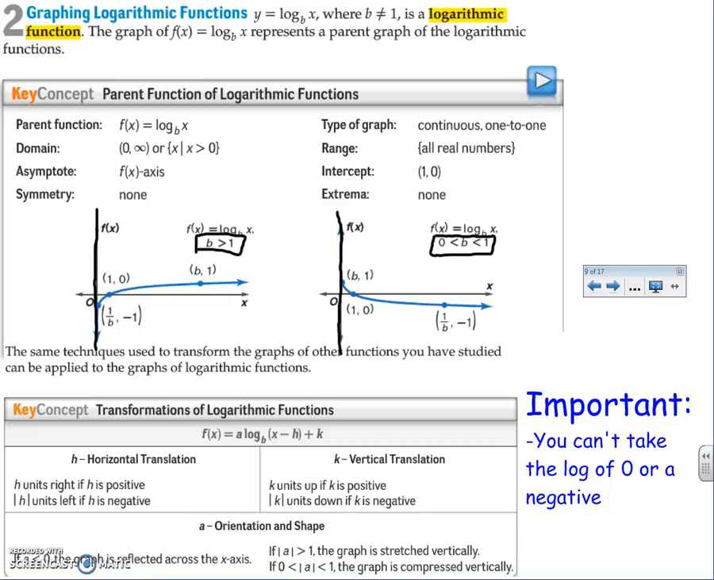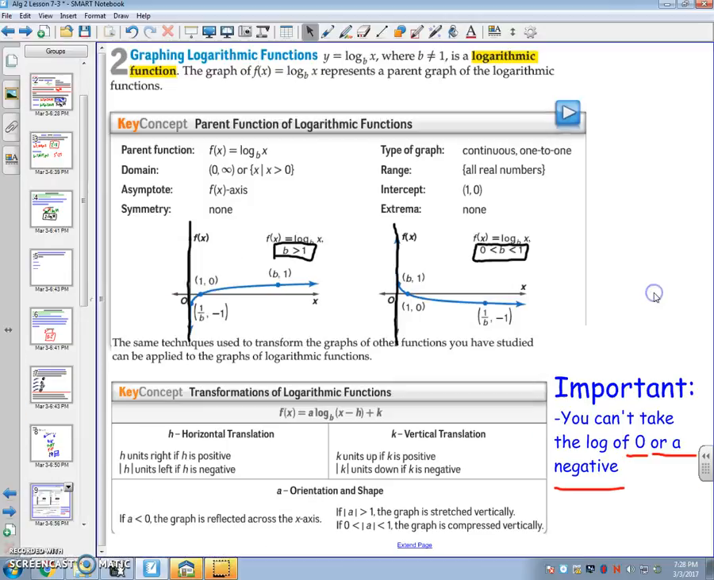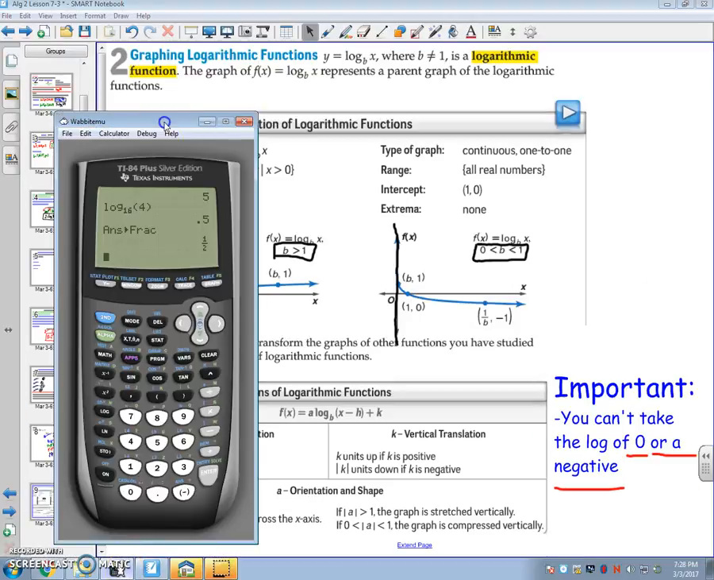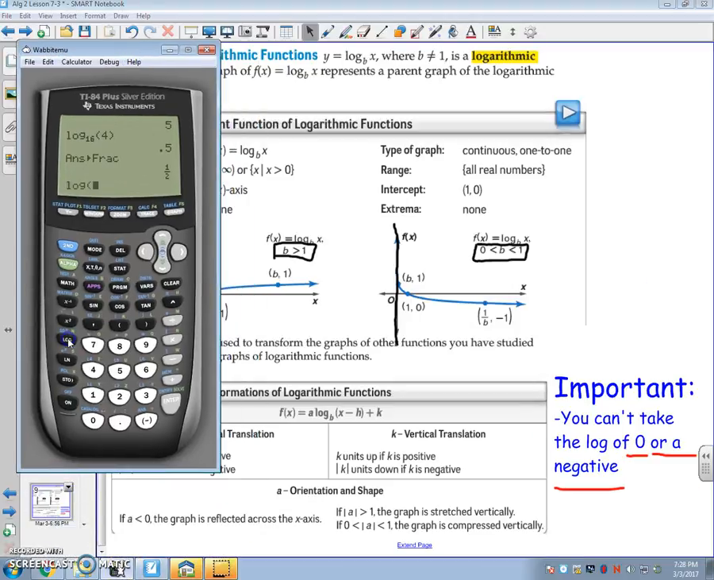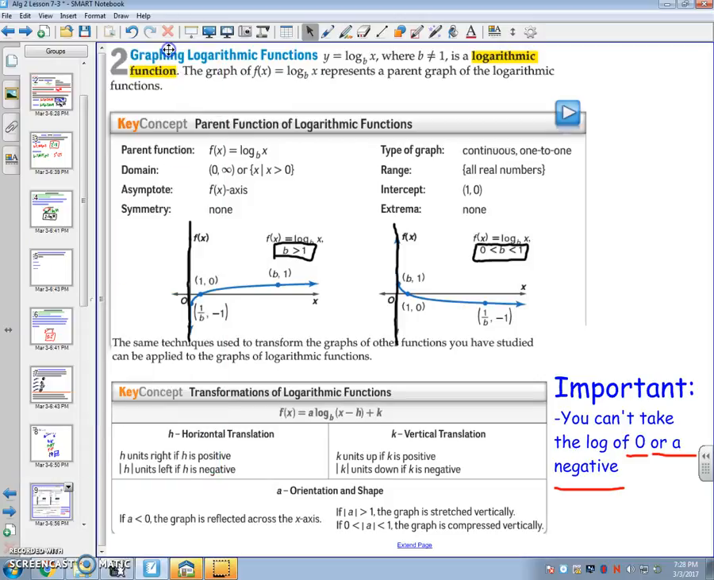So here's the very important note. You can never, ever, ever take the log of 0 or a negative number. And I can even show you that right now. Say I try to take the log of 0. It says error domain. Say I try to take the log of negative 10. It says non-real answer, imaginary. All right, so you cannot take the log of a negative number or 0.